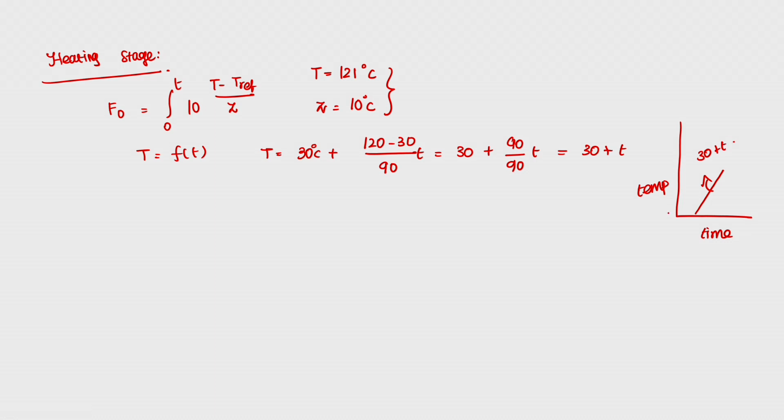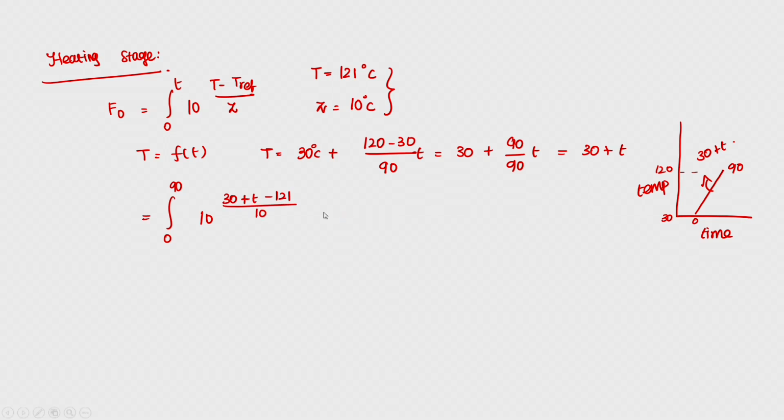I have not drawn it to scale. For example, you may take 30 degrees here at 0 seconds, and it is 90 seconds here, where the temperature is 120. So I now know the temperature as a function of t, and I will substitute here, integrating from 0 to 90 seconds, 10 to the power of (30 plus t minus 121) upon 10, into dt. Without dt we cannot integrate.